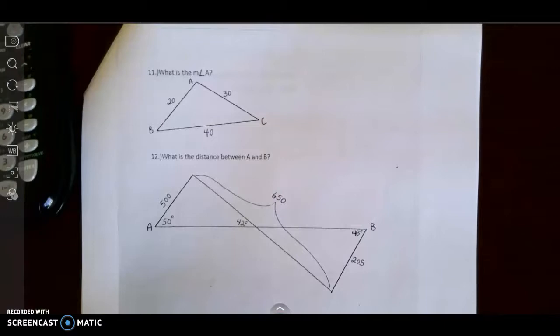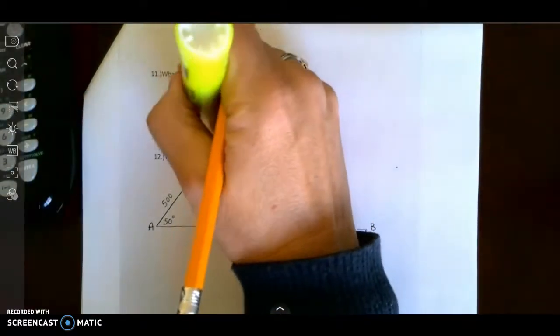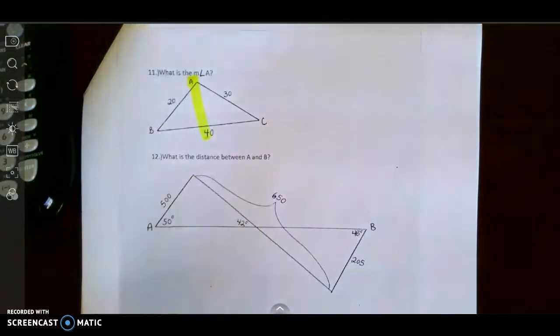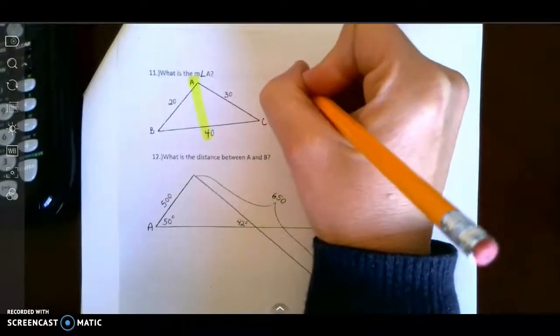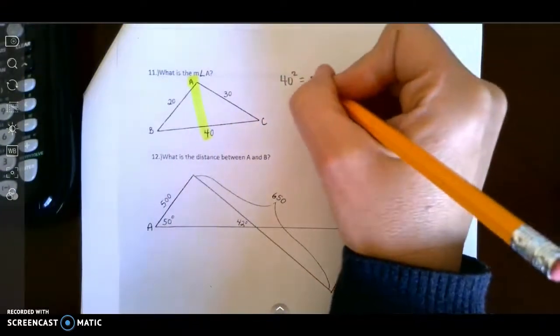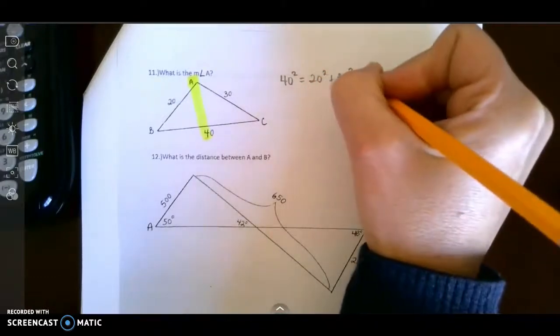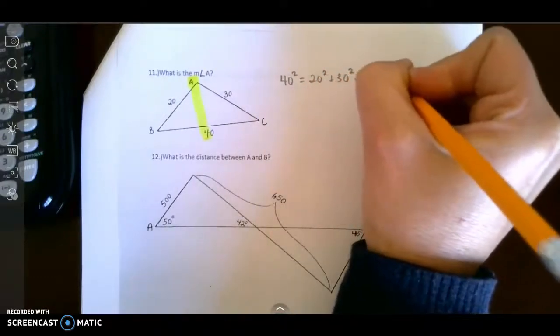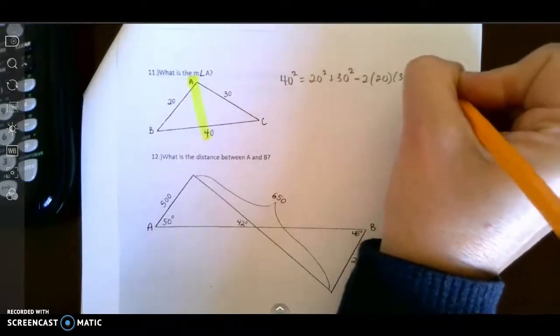Here I've got side, side, side, and I'm looking for angle A, which is across from 40. With side, side, side, I also have to use law of cosines. So I'm going to have 40 squared equals 20 squared plus 30 squared minus 2 times 20 times 30 times the cosine of A.